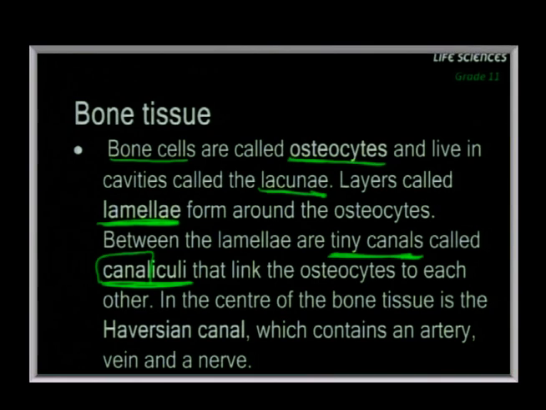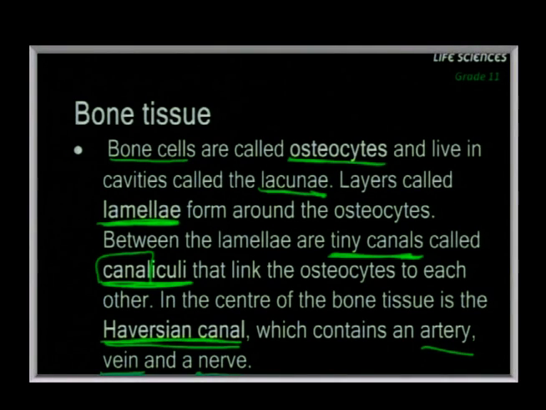In the center of the bone tissue is the Haversian canal. And the Haversian canal is where you're going to find an artery, a vein and a nerve. That is why when the bone tissue is damaged in any way, it hurts. It hurts like a demon. Why? Because you've got nerve cells flowing throughout the bone.